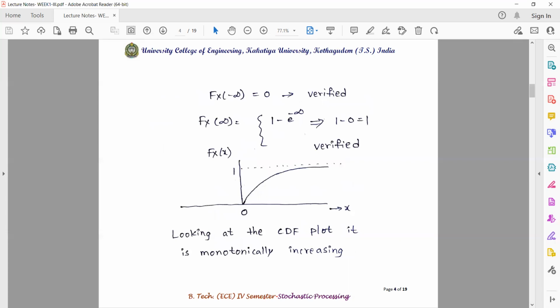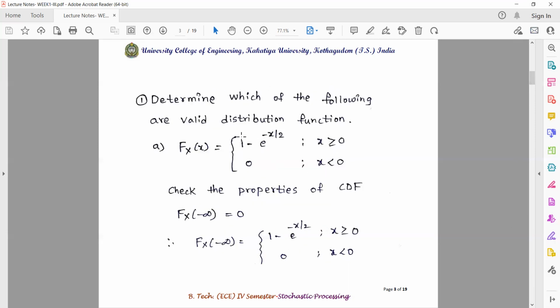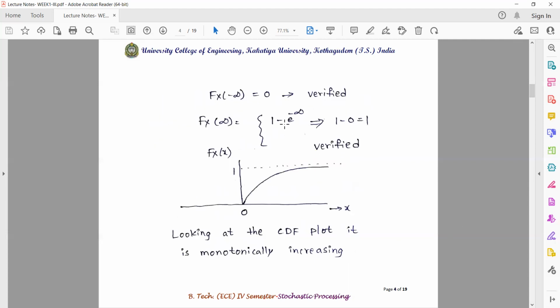Fx of infinity. Substituting infinity in place of x, the equation is 1 minus e power minus x by 2 when x is greater than or equal to 0. So substituting, 1 minus e power minus infinity. E power minus infinity is 0. So 1 minus 0 is 1. As per the property, Fx of infinity should be 1. So the second property is also verified.